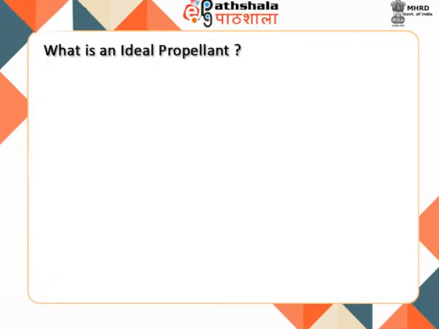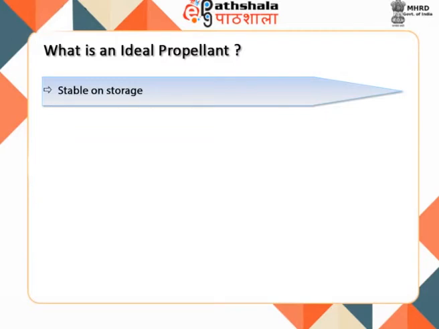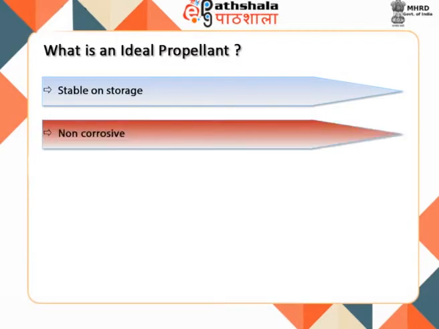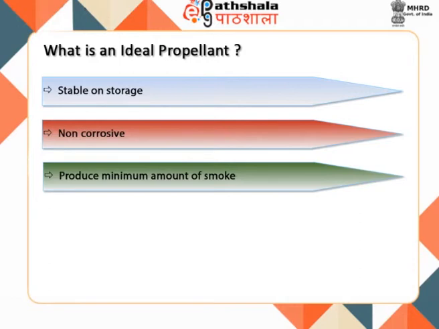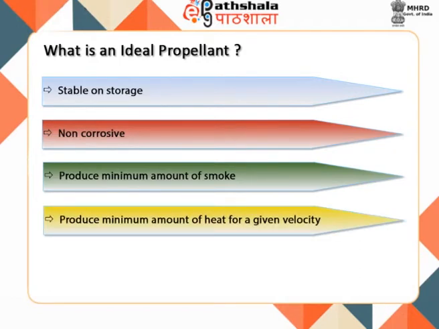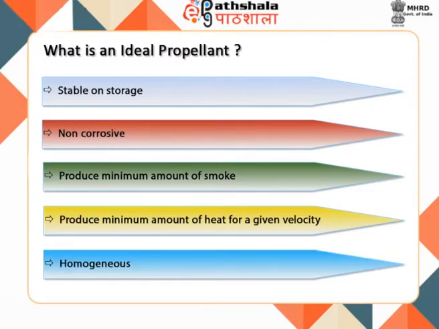After discussing various types of propellants, we shall now conclude what properties an ideal propellant should have. An ideal powder should have the following features. It should be stable on storage. It should not be corrosive. It should produce a minimum amount of smoke. It should produce a minimum amount of heat for a given velocity. It should be homogeneous, that is, the same amount of the powder should give the same velocities.